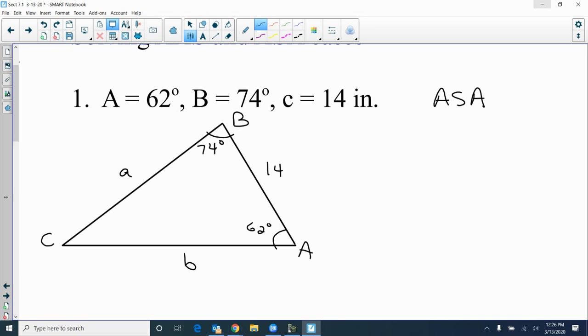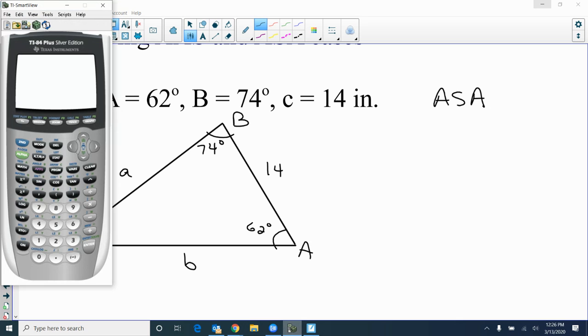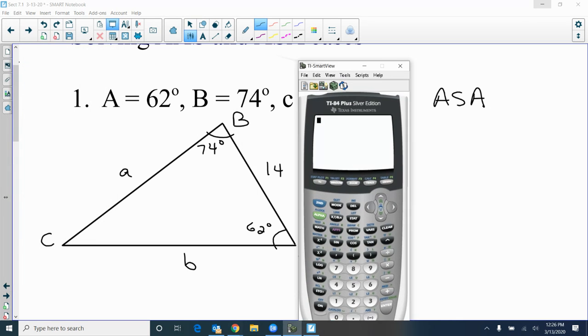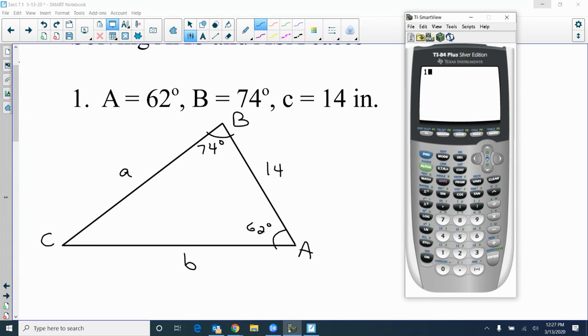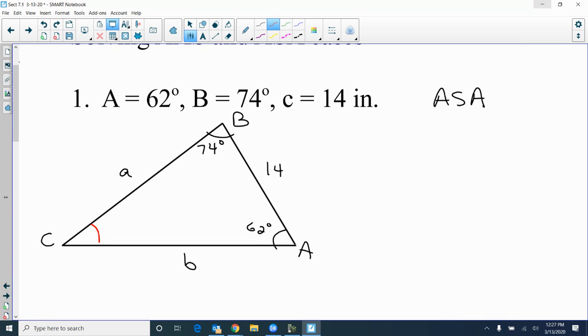180. I heard 180. I'm sure you did. So I take 180 minus 62 minus 74. 44 degrees. So 44 degrees, angle C.